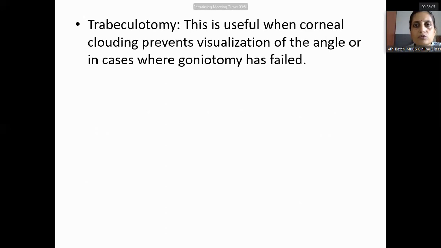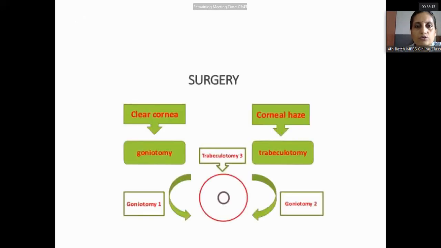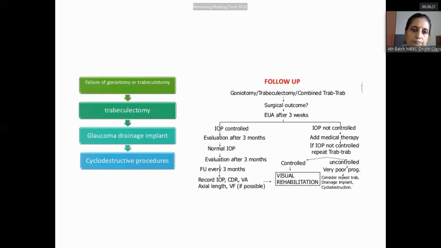So trabeculotomy is useful when corneal clouding prevents visualization of the angle, or in cases where the goniotomy has failed. So these are the surgeries, and this is when we choose which surgery. On failure of the goniotomy or trabeculotomy, we go for the trabeculectomy, or nowadays we can have a glaucoma drainage implant, and if nothing is possible, then we go for cyclodestructive procedures, meaning we destroy the ciliary body with cryotherapy. So there will be less pain, but we cannot save the vision if the vision is poor.